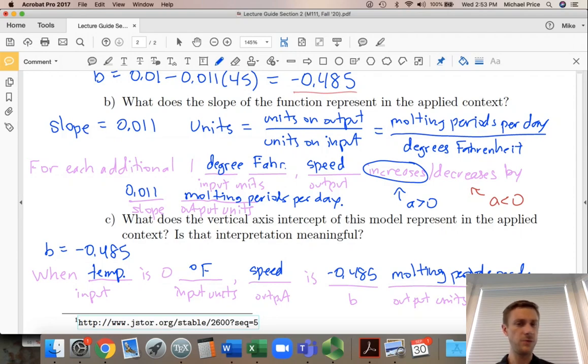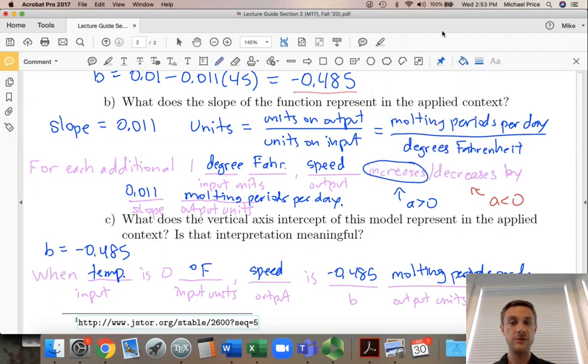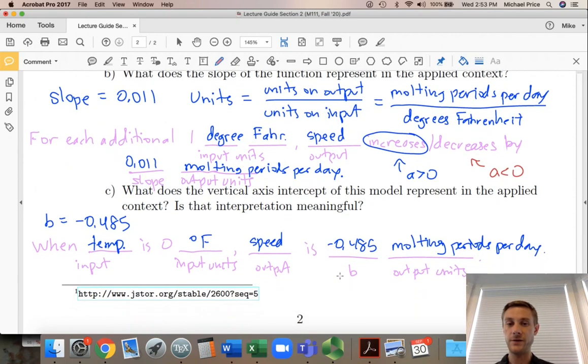What does a negative molting period mean? That seems odd. Is that like packing more skin on yourself instead of shedding it? I don't know what that means. So this is a little bit of a giveaway, but is that interpretation meaningful? Yikes. If it had been a positive number, I think we could salvage something out of this, but the fact that it's negative really kind of challenges my understanding of this in a context. So maybe not meaningful is a reasonable way to go with this.